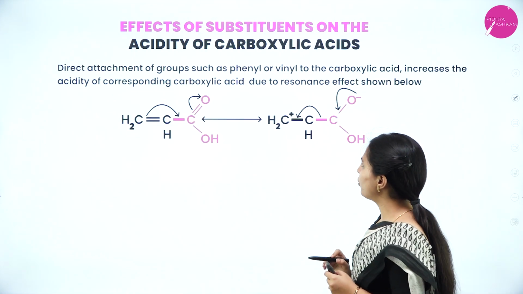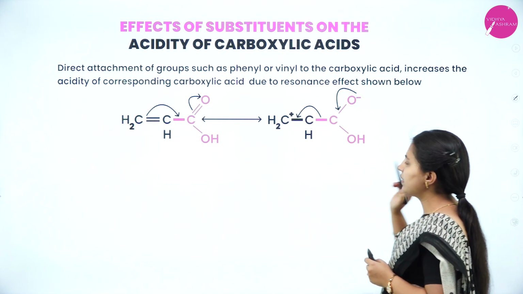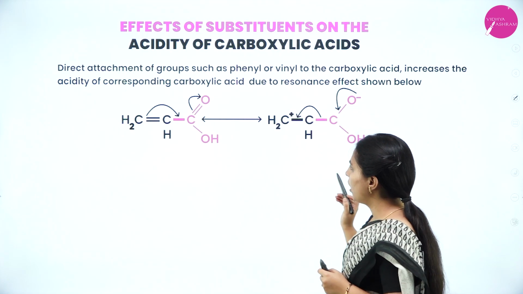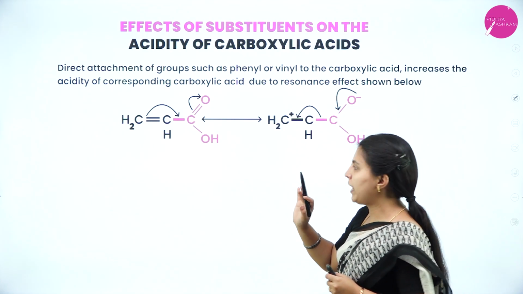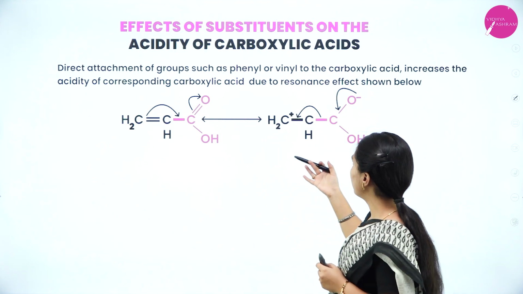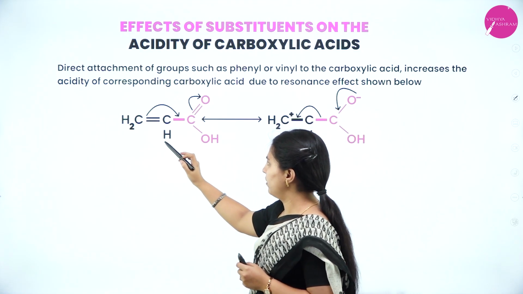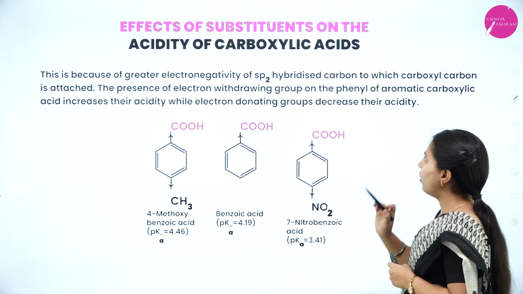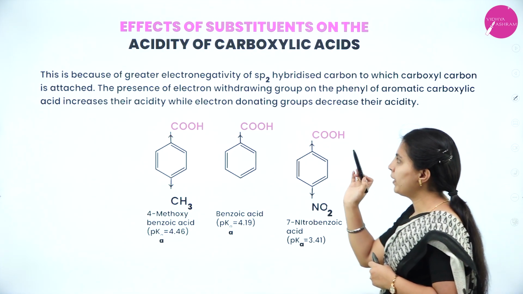Direct attachment of groups such as phenyl or vinyl to the carboxylic acid increases the acidity of the corresponding carboxylic acid due to the resonance effect shown below. Due to the phenyl or vinyl group attaching, the acidic nature will be more because of the resonance effect. This is because of the greater electronegativity of the sp2 hybridized carbon to which the carboxyl group is attached.